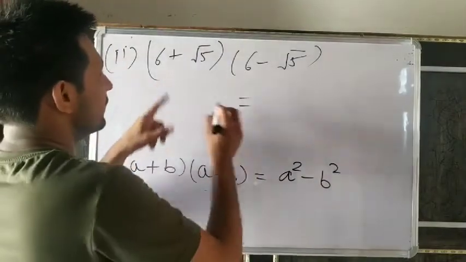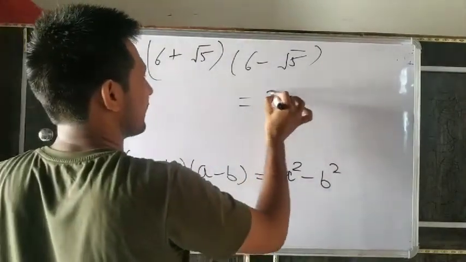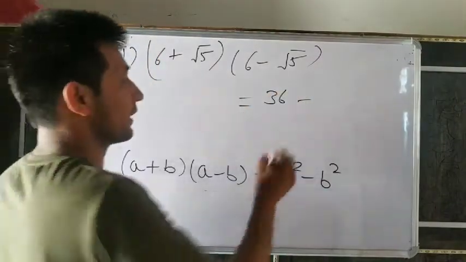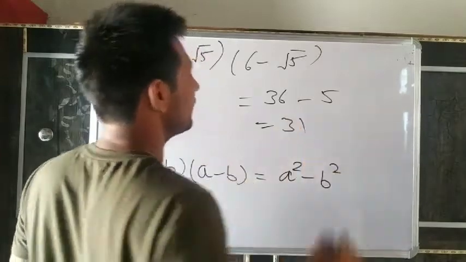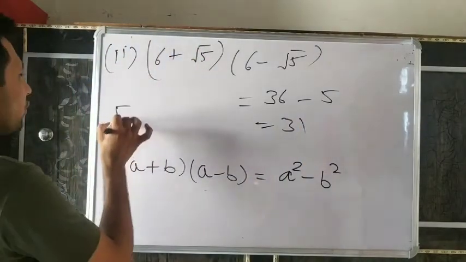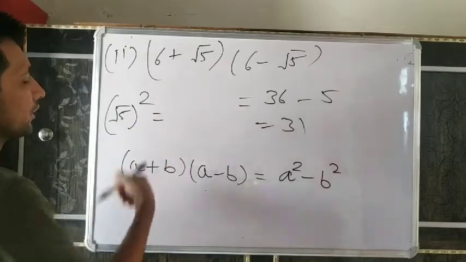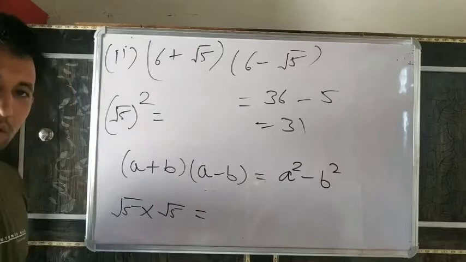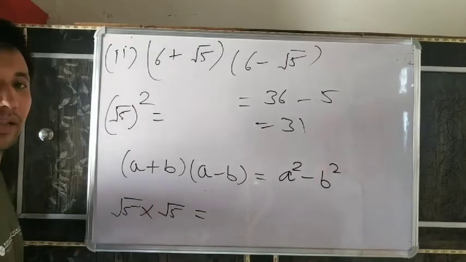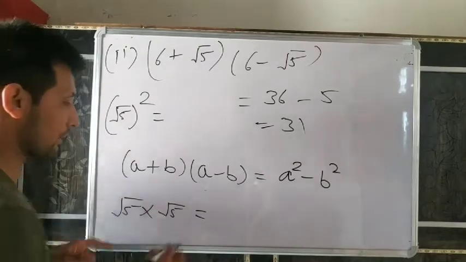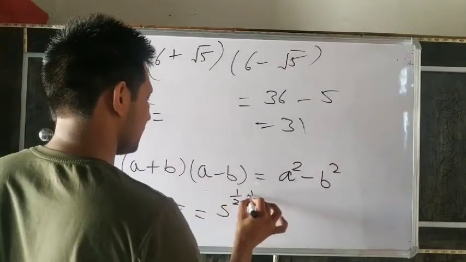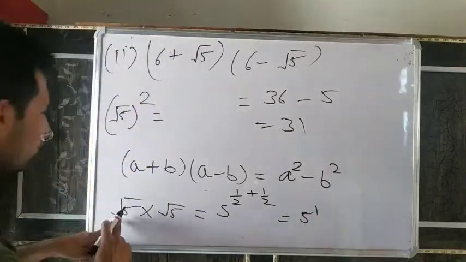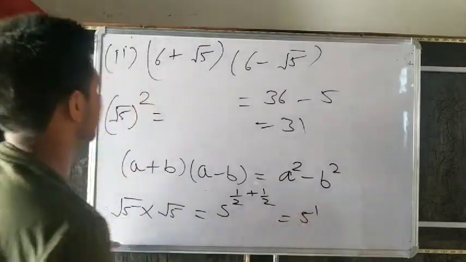So what is A? 6 square is 36, minus B square, root 5 square, 5. Answer is 31. Understand? Root 5 square means root 5 multiply root 5. Base is the same, power is added. Square root means power is 1 by 2. 5 to the power 1 by 2 plus 1 by 2. Half plus half is 1. So root 5 into root 5 is 5.